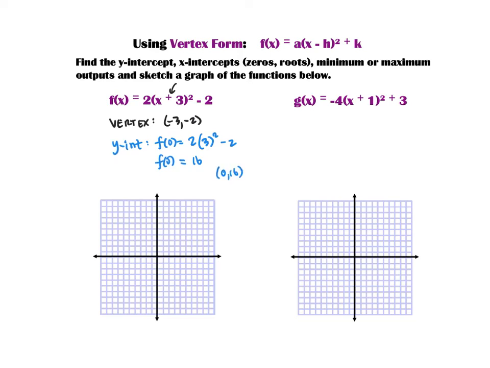Okay, so planning ahead a little bit here. Of course, this opens upward because a is positive. I'm going to go -3. So 1, 2, 3, -2. 1, 2. Here's our vertex.